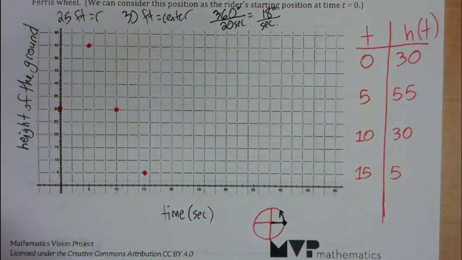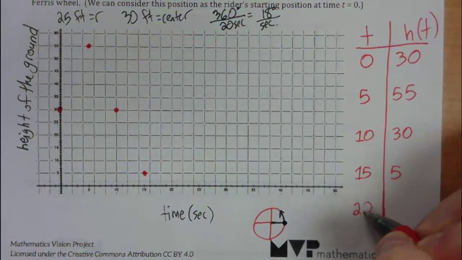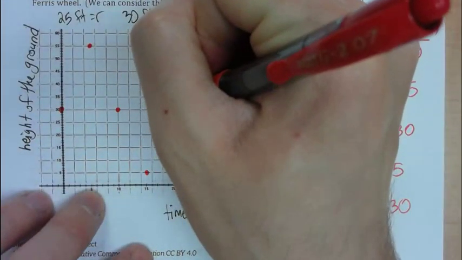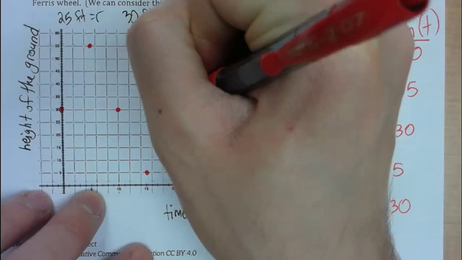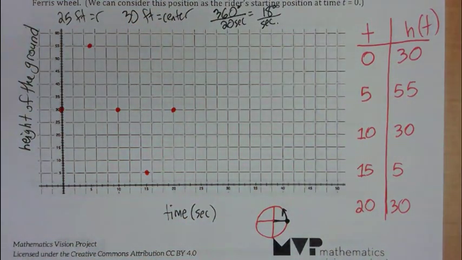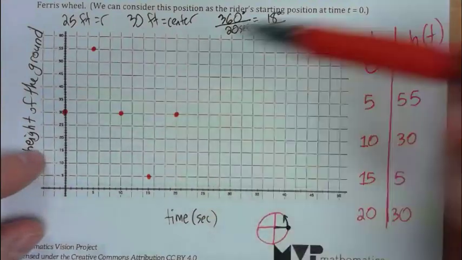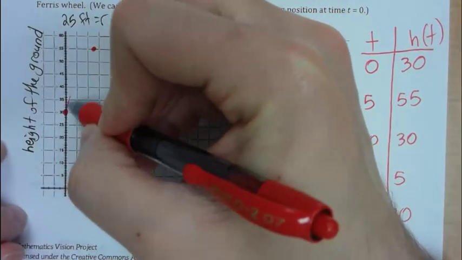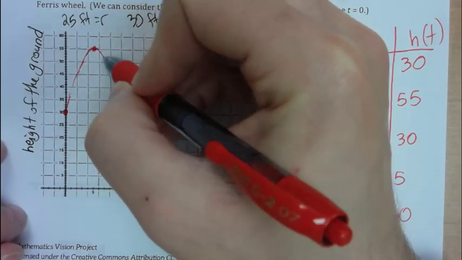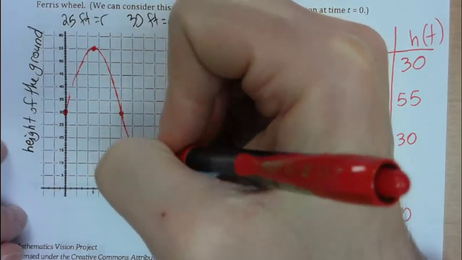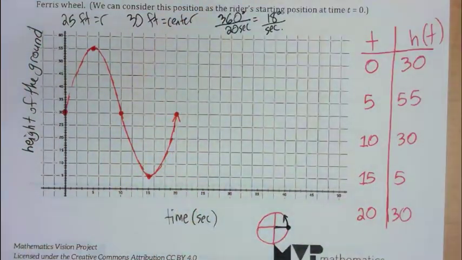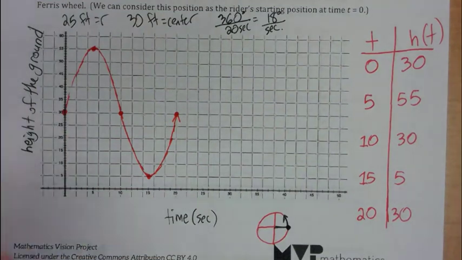And now after 20 whole seconds, our ride is over. So now we're back to where we started, which was 30 feet off the ground, like so. Now we can connect these with a smooth curve, and that's what I'm going to do right now. So you can see it right there, and that is basically a sine curve.